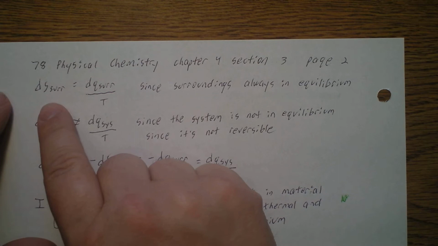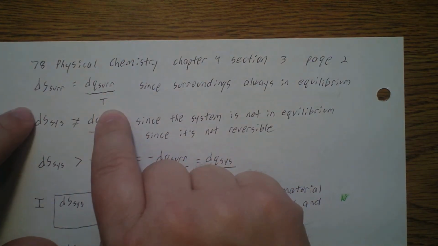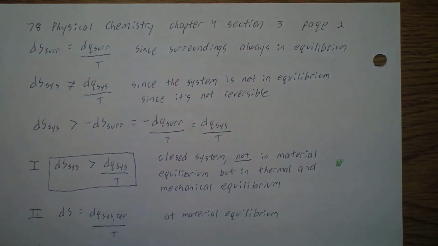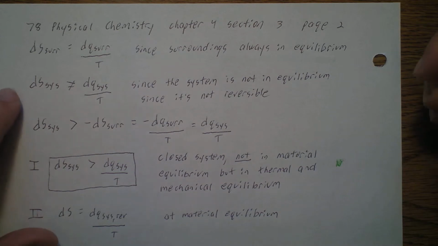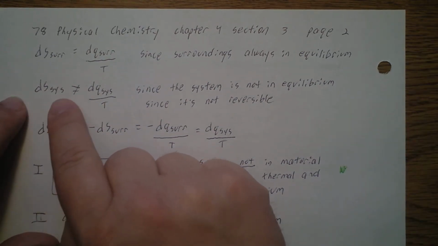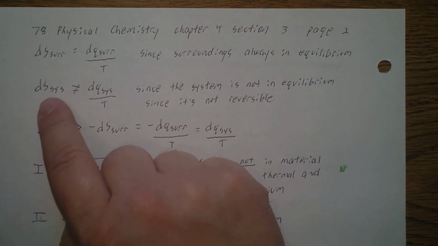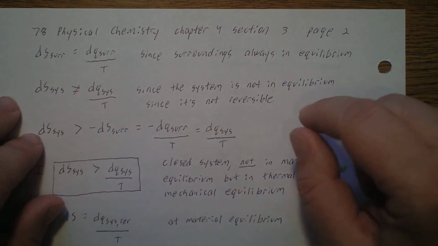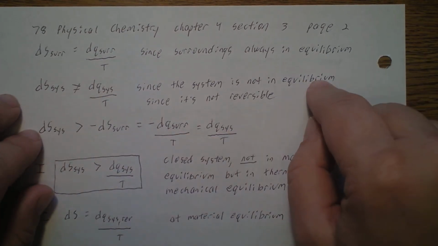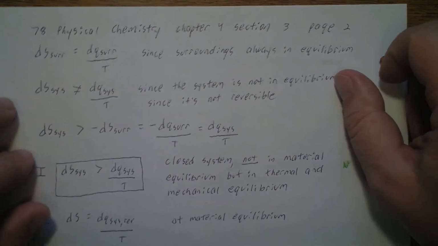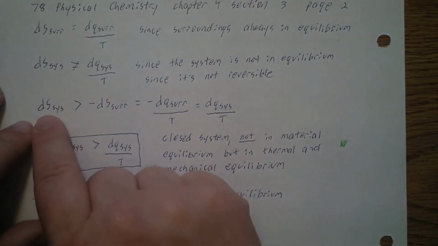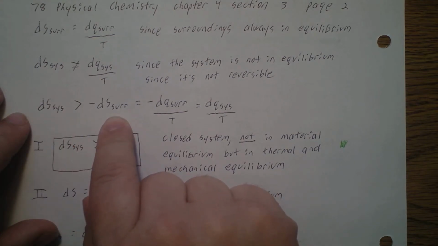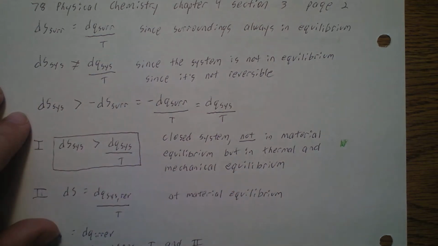Now, dS of the surroundings is going to be dq of the surroundings divided by temperature, since we're just assuming that the surroundings are in equilibrium. Because the surroundings are so big compared to our systems anyway, it's not like we're going to affect it. Now, dS of the system, the differential of entropy of the system, is not equal to dq of the system divided by temperature, because our system is not in equilibrium, so it's not reversible, so the formula wouldn't apply. In fact, we know that dS of the system is greater than the minus dS of the surroundings because this is reversible and this is irreversible.